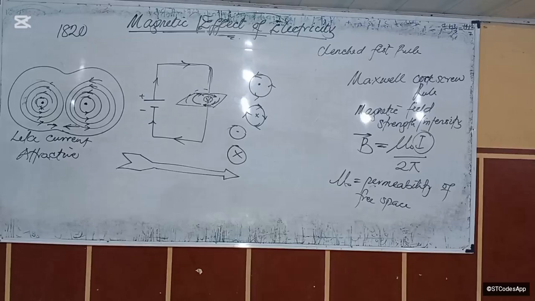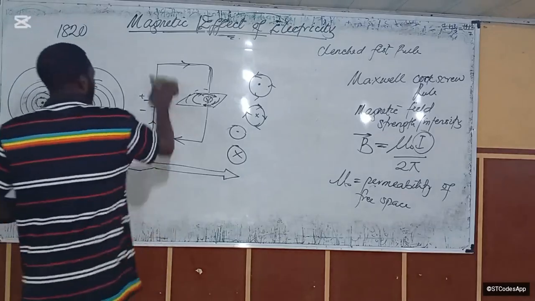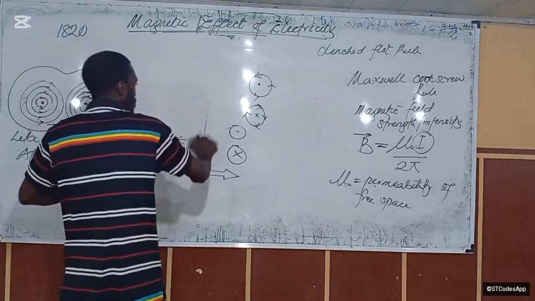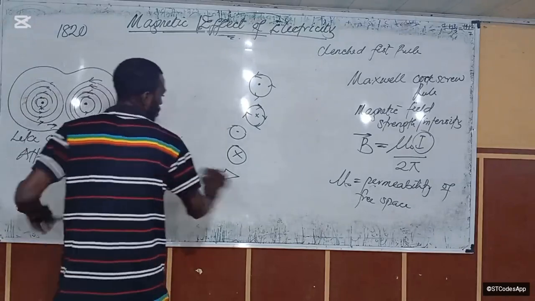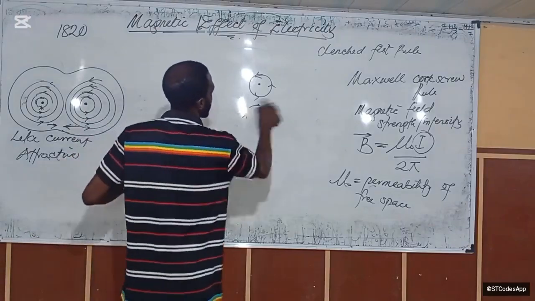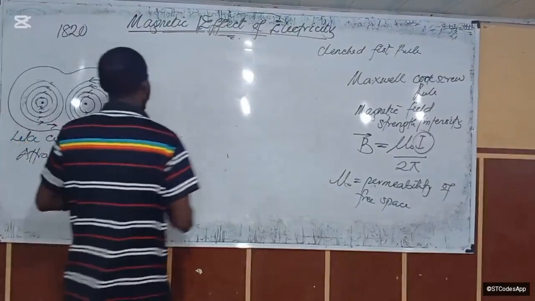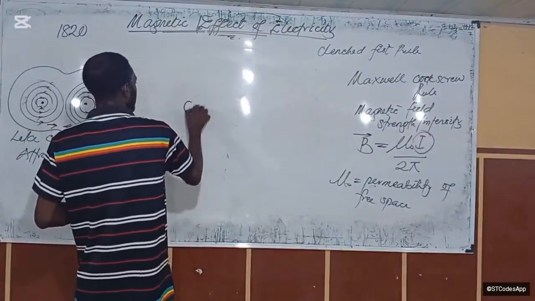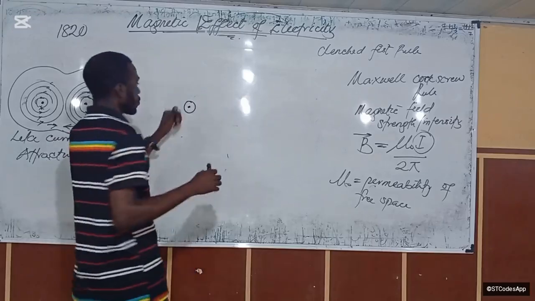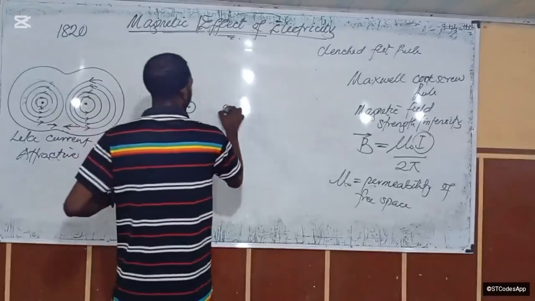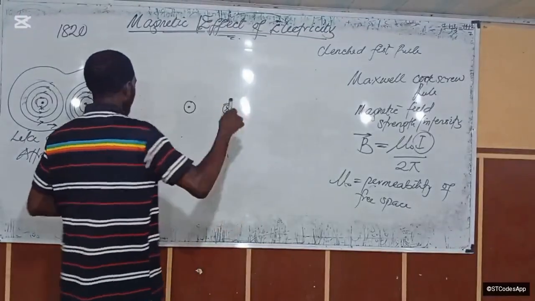But what if they have dissimilar currents, that is, currents in different directions? What do you think will happen? They are going to repel one another, right? So you're going to have something like this. Let's say current is flowing out of the board in one wire, and in this other wire, current is flowing into the board.